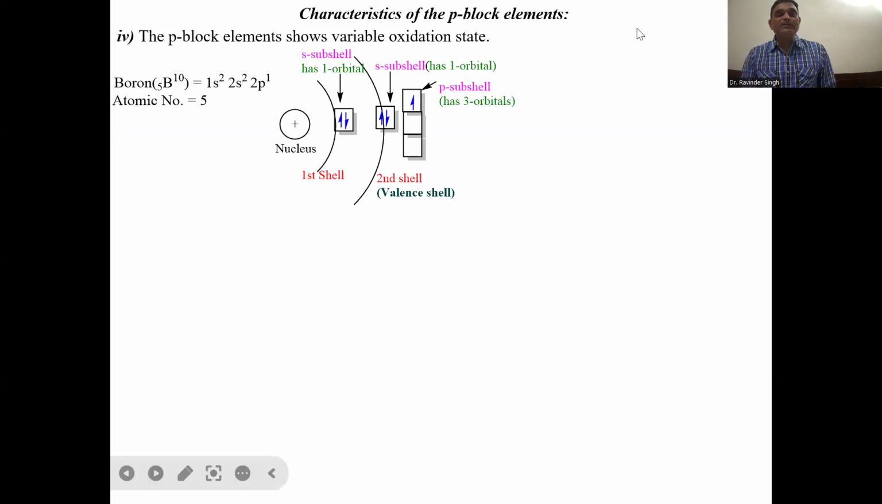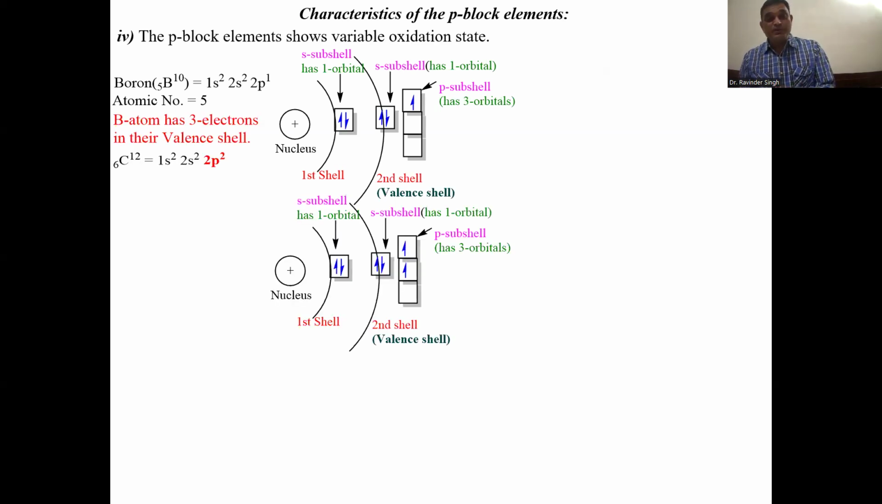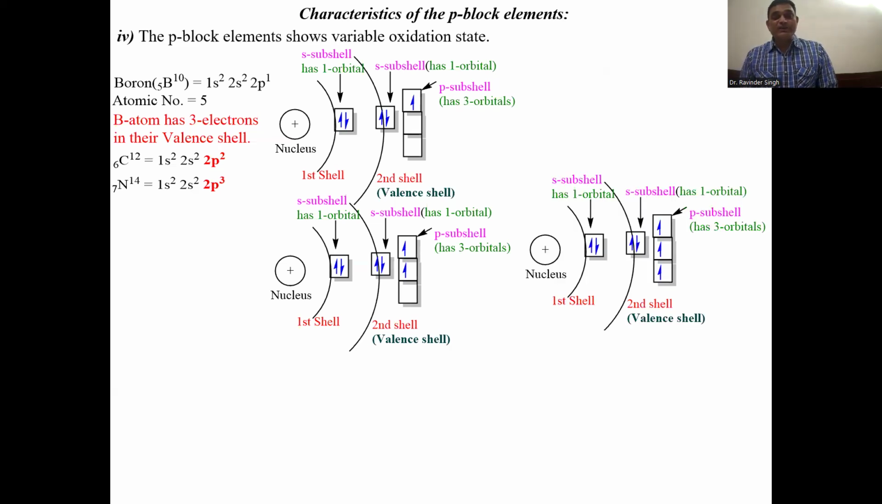Take the configuration of boron: 1s2 2s2 2p1. The configuration of carbon is 1s2 2s2 2p2. In nitrogen, 1s2 2s2 2p3. This means the number of electrons in the valence shell is not the same, unlike the s block elements, where in all group 1 elements the number of electrons is 1, and in all group 2 elements the number of electrons in their valence shell is 2. But here, moving from left to right, the number of electrons in the valence shell does not remain the same.